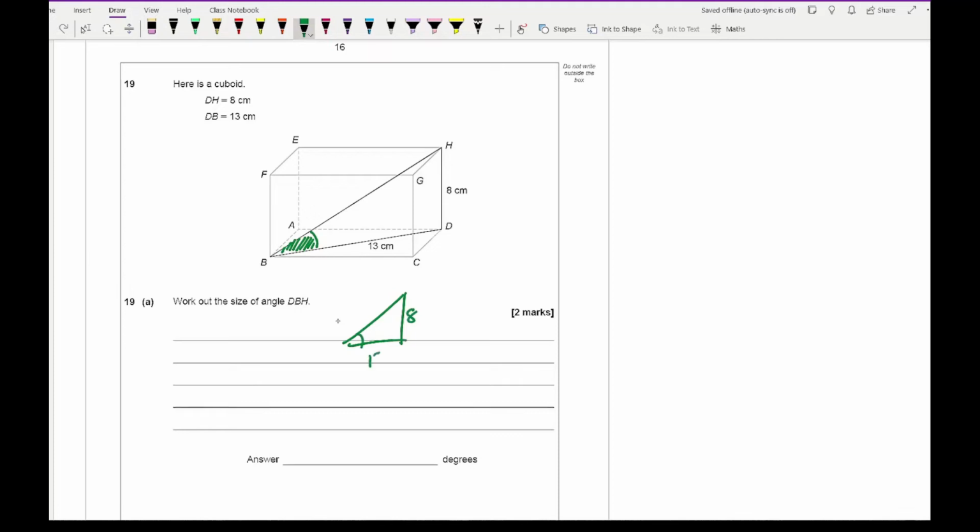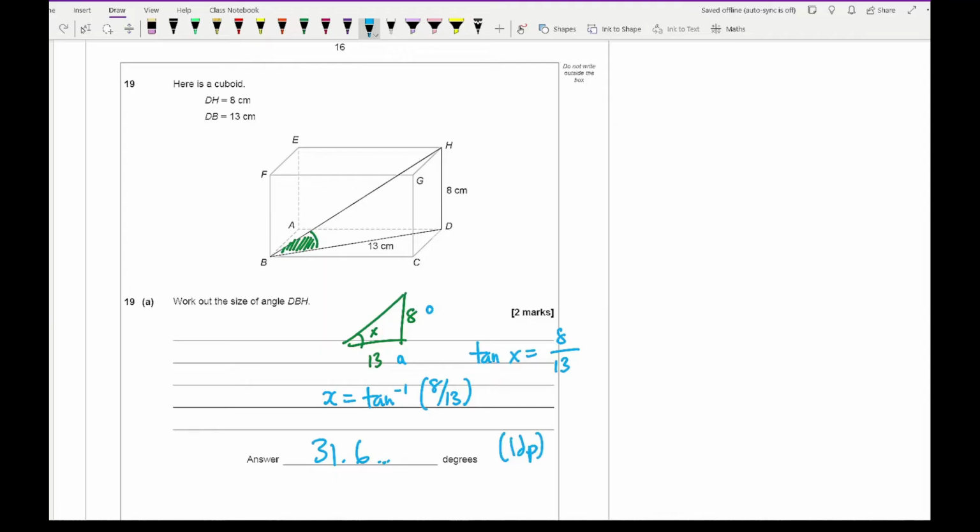So I've got 8 and 13, and x is what I want to work out. So labelling my triangle, I've got the opposite and the adjacent, so I need to use tan. So tan x equals 8 over 13. So x is going to equal the inverse tan of 8 over 13. And if I then quickly type that into my calculator, I get an answer of 31.6 something, and that's to 1 decimal place.